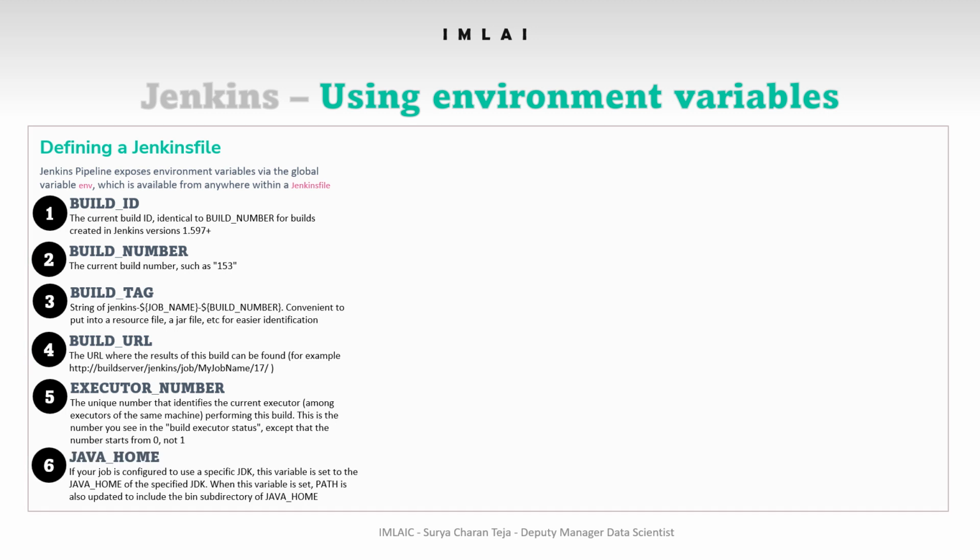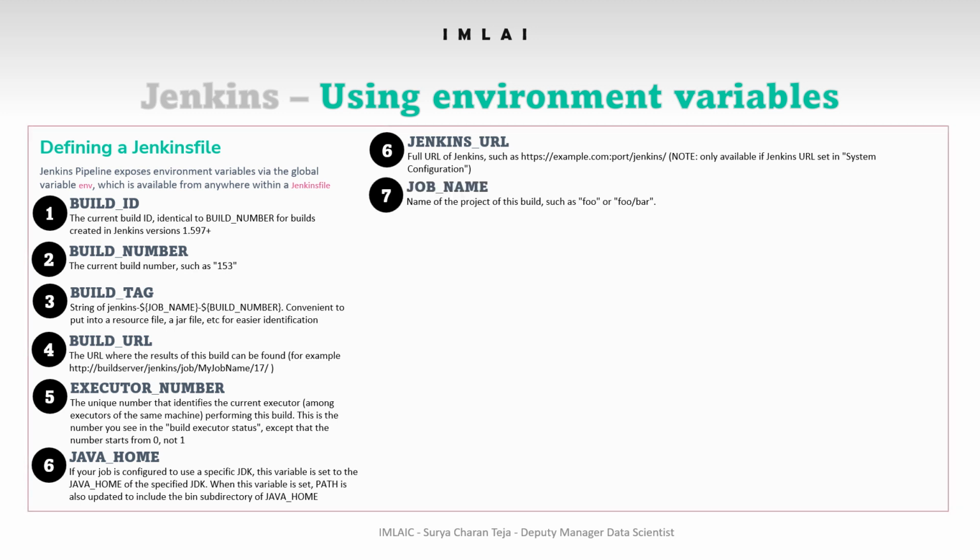Then we have JAVA_HOME. If your job is configured to use a specific Java development kit, this variable is set to the JAVA_HOME of the specified JDK. When this variable is set, PATH is also updated to include the bin subdirectory of JAVA_HOME. Then JENKINS_URL, the full URL of Jenkins. And then JOB_NAME, the name of the project of this build. Whatever project name you have given will be fetched.